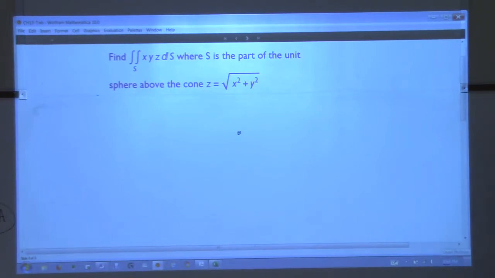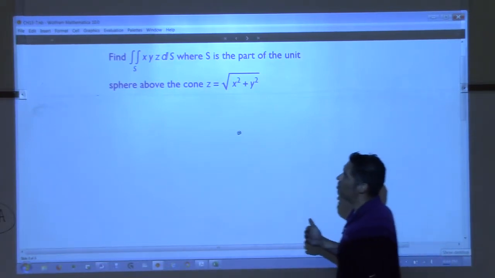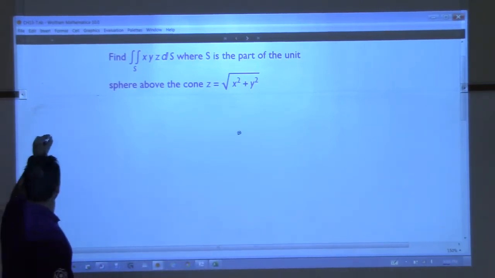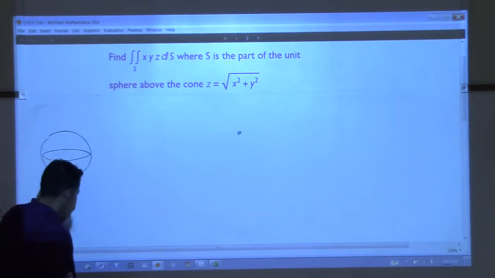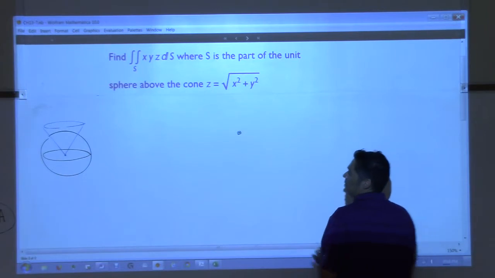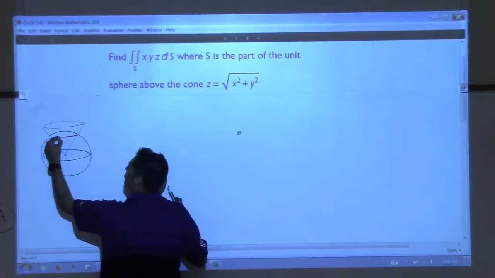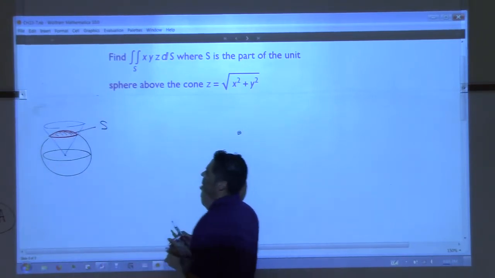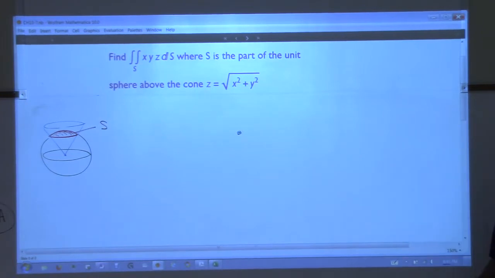Okay, so now our surface, S, is the part of the unit sphere that is above this cone. So our unit sphere, our cone, the part that's above it, and so we're talking about this piece right here. That's S. It's the part of the unit sphere that is above the cone. Above the cone means inside the cone.